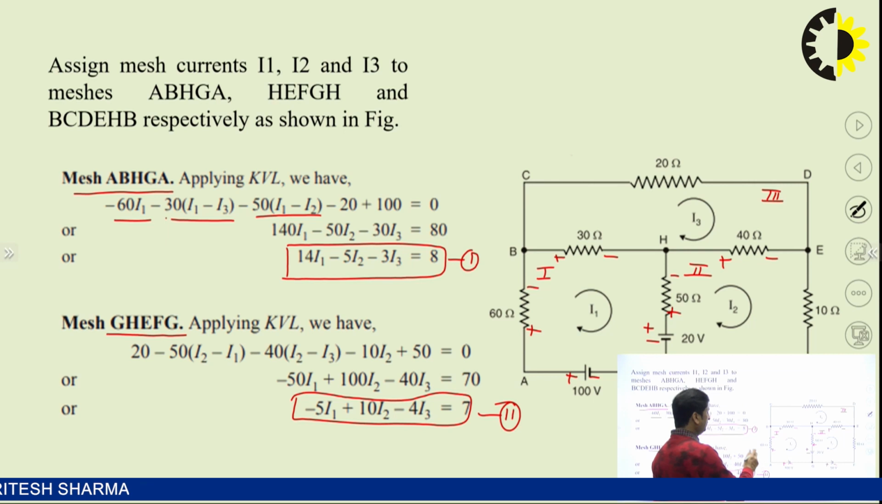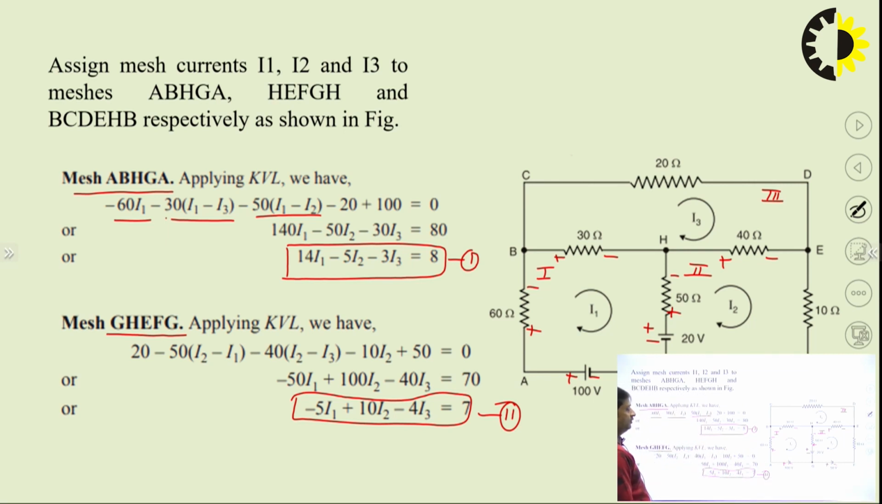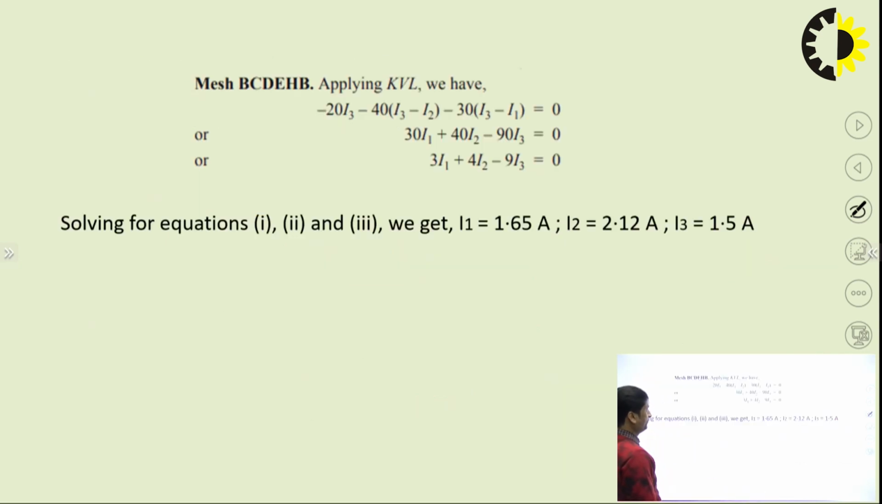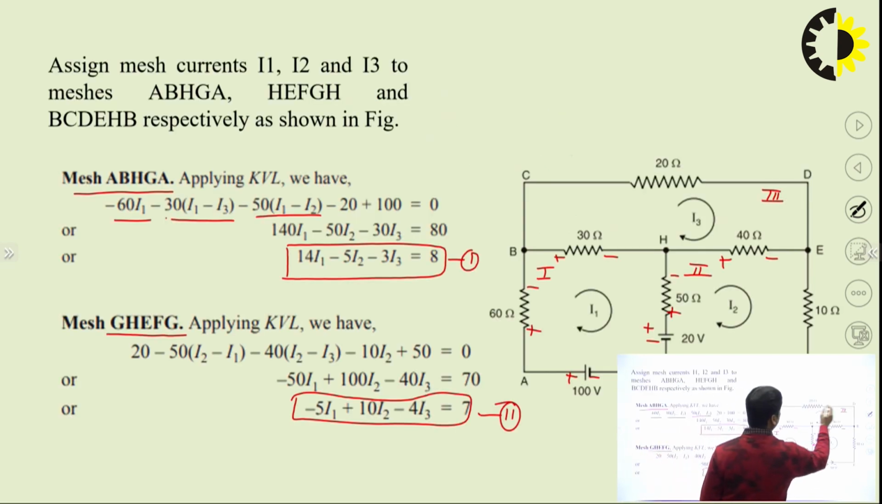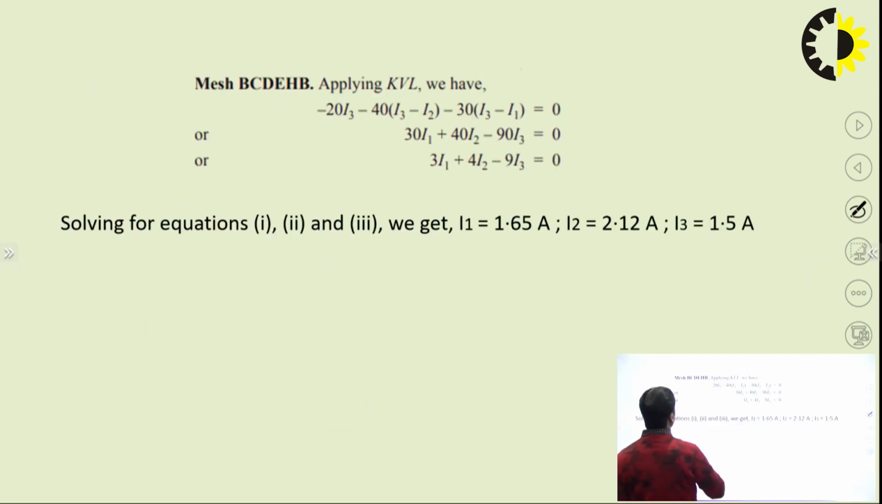So, first equation and second equation. Now, since we have 3 loops, we have 3 loop currents. If the 3 loop currents are there, we need 3 equations for the 3 variables. For the last loop, the third one, we have B, C, D, E, H, B. So, this is our B, C, D, H, B.